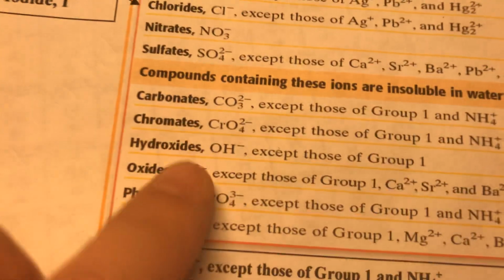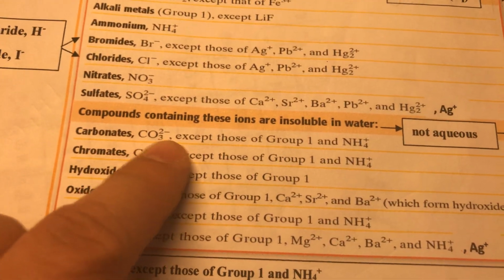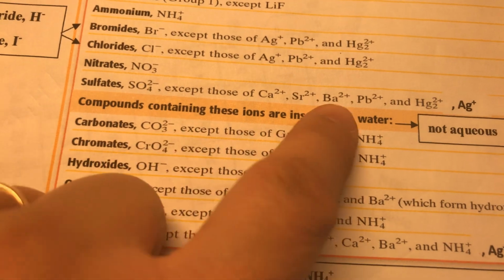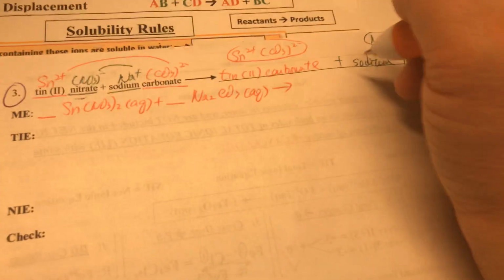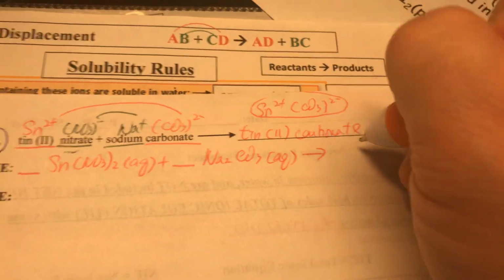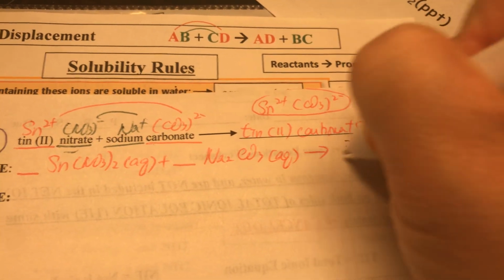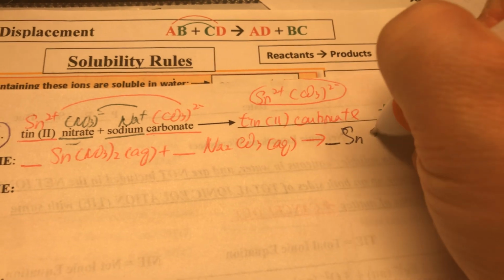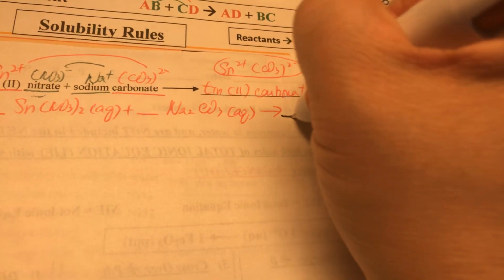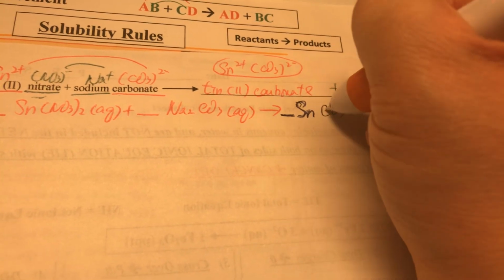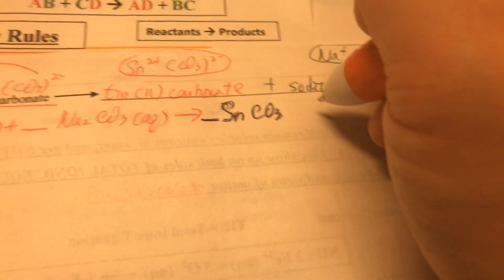It could be aqueous, it could be precipitate. Carbonate is insoluble, no exception here. So we have to use blue pen because it's a PPT. After we cross over and simplify, we get a blank SnCO3. Oh God, I'm using the wrong pen. Okay, blue pen. It's a blank SnCO3 and then PPT.